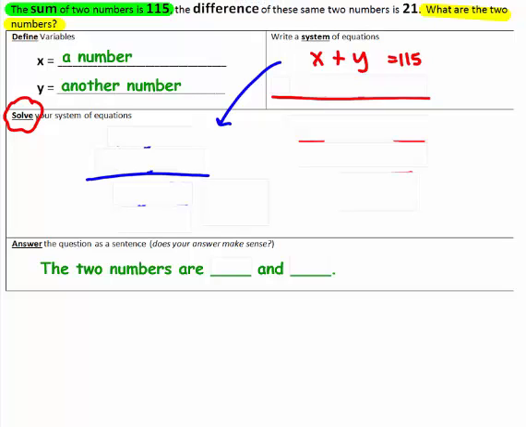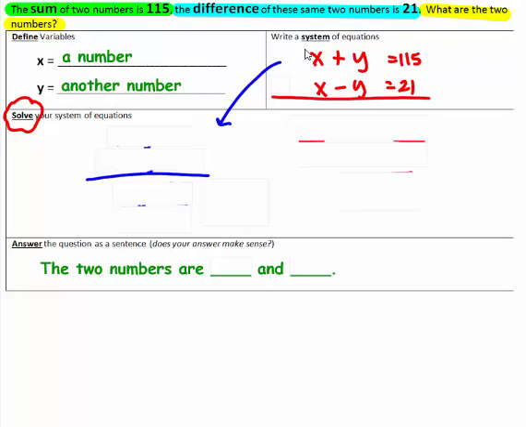Okay, now we need to write an equation for the difference of the two numbers is 21. Okay, so difference, remember, is subtraction. We don't know the order we're supposed to do this in because we don't know which one is going to be bigger or smaller, so it really doesn't matter. So when it says write the difference, just pick whatever order you want. So we can say x minus y is 21.